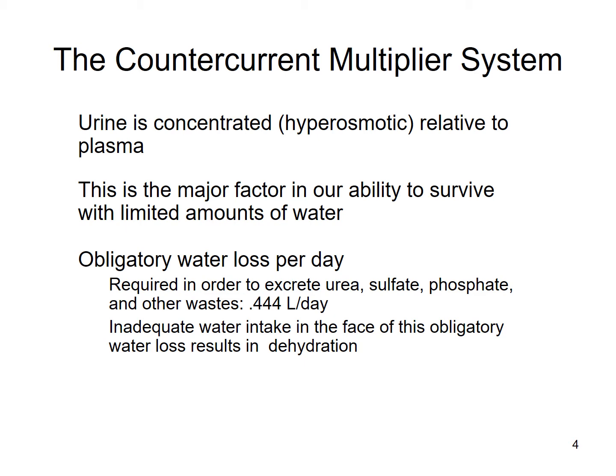So every day we have what's called obligatory water loss. And this is the water that it takes in order to dissolve and excrete the urea, sulfate, phosphate, and other wastes that we need to excrete. We are required to excrete at least 0.444 liters per day. Now, given that we absolutely have to excrete this amount of water per day, if you have inadequate water intake because of this obligatory water loss, this is definitely going to result in dehydration.